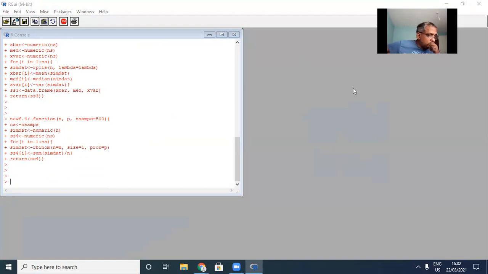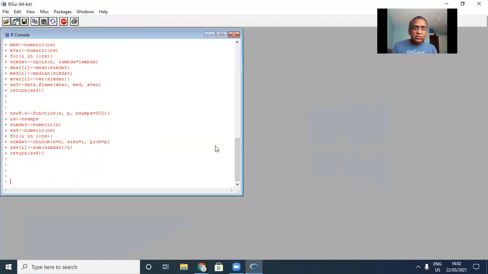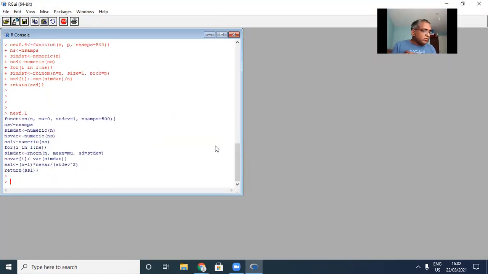The first function is called NEWF.1. Now, what it simulates is 500 values of n minus 1.